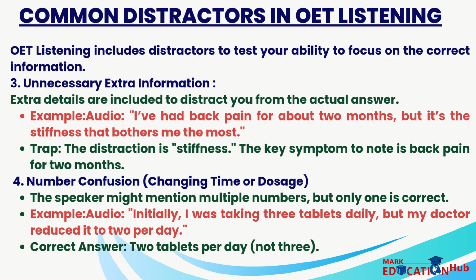Similarly, number confusion is a common trap where multiple figures are mentioned, but only one is correct. For instance, "Initially, I was taking 3 tablets daily, but my doctor reduced it to 2 per day." The correct answer is 2 tablets per day, not 3. To avoid falling for these traps, always focus on the main details and listen carefully for corrections or changes.